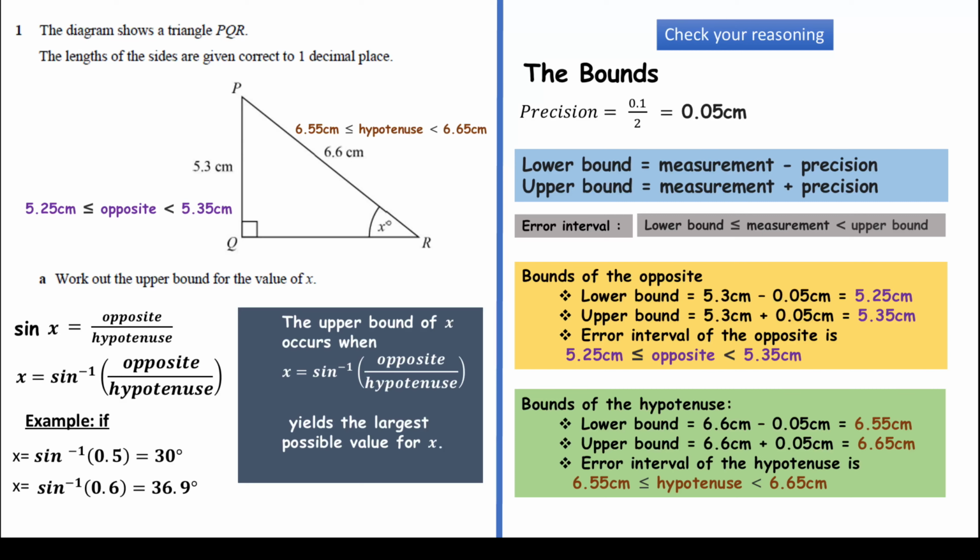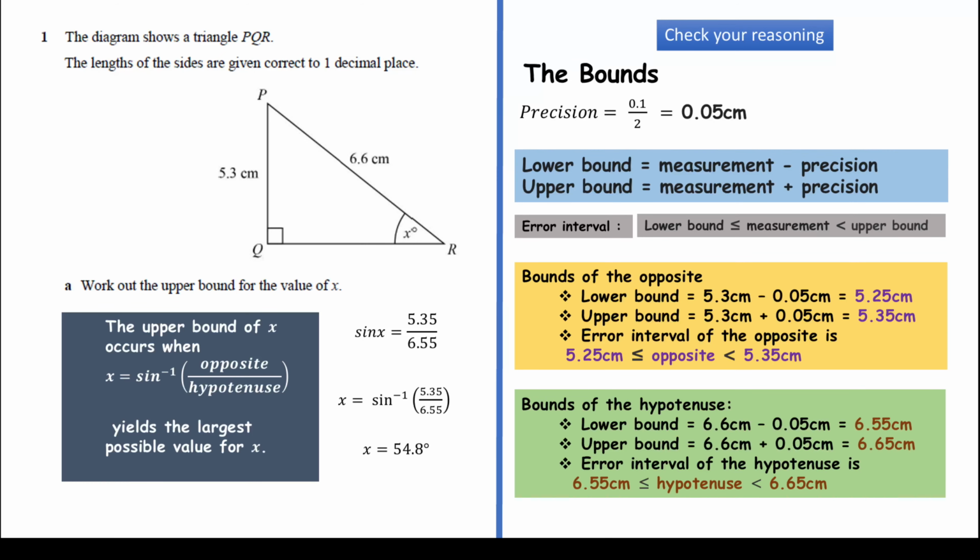We have sine inverse of 0.5, you only get 30 degrees. But when you have sine inverse of 0.6, which is a larger number, you get 36.9. So the angle X gets larger when that ratio opposite to hypotenuse gets larger, or when that fraction opposite divided by hypotenuse is larger.